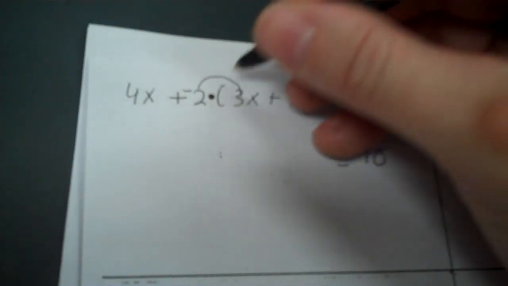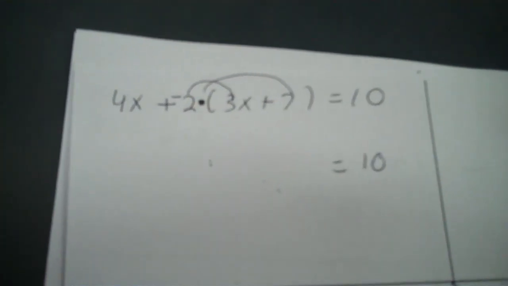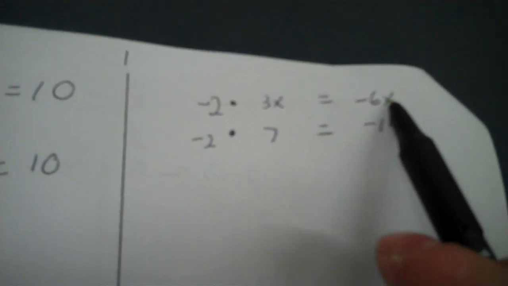So when I draw my rainbows, remember it's got to be the number that's right directly in front of the parentheses. So negative 2 is my multiplier. And I'll be multiplying it by 3x and then by 7. Both of them are positives. The products aren't, but the 3x and the 7 are. So negative 2 times 3x is negative 6x, and then negative 2 times 7 is negative 14. So over here you need to write negative 6x minus 14.